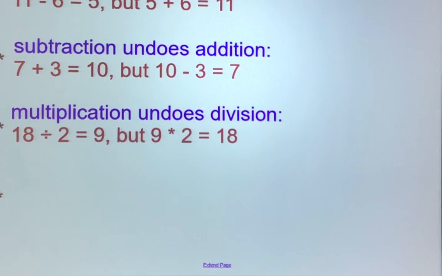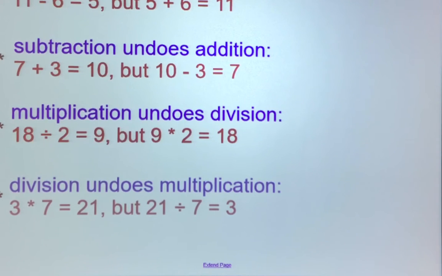Multiplication undoes division. If we start out with 18 divided by 2, our quotient is 9. But if we take that quotient of 9 and multiply it by 2, we're back where we started at 18. So multiplication undoes division. One last one.